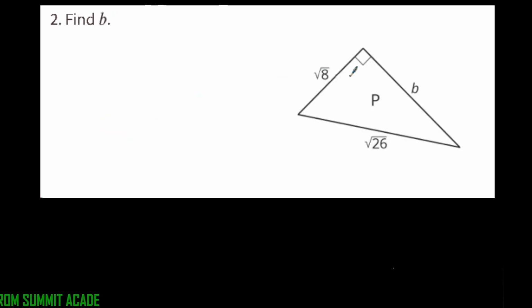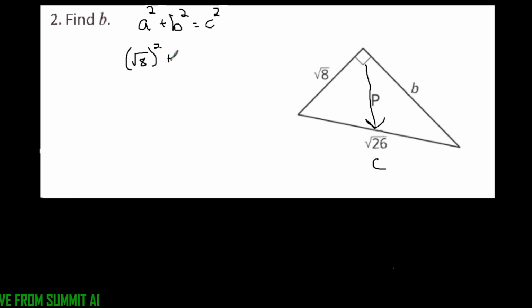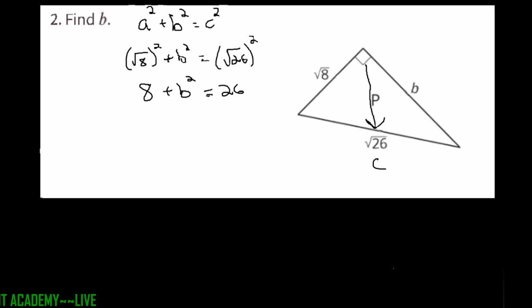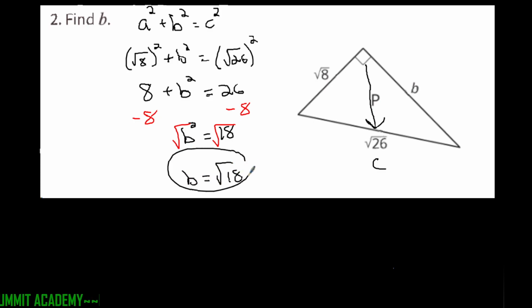The next part, same idea. We're now looking for that side length b because the square root of 26 is the hypotenuse. So we're going to use that Pythagorean theorem, same setup, and plug in the values that we have. So it's the square root of 8 squared. We don't know what b is, so we leave it unknown. And c is going to be the square root of 26 squared. So this is going to be 8, this is b squared, and this is 26. To be able to subtract, I subtract 8 from both sides to get b by itself, so we have b squared equals 18. And so we take the square root of both sides, and b is going to be equal to the square root of 18.